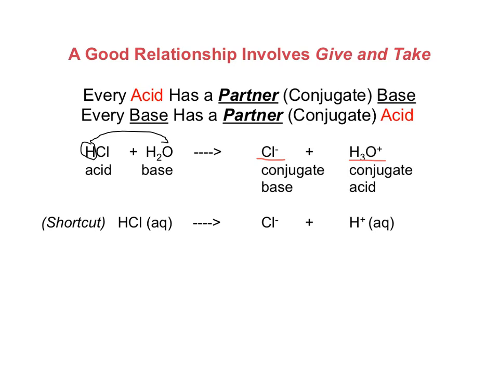Now, chemists are just like everyone else. They like to take shortcuts. So, this equation is the shortcut for the above equation. HCl(aq) is HCl in water. H+(aq) is the same as H3O+.